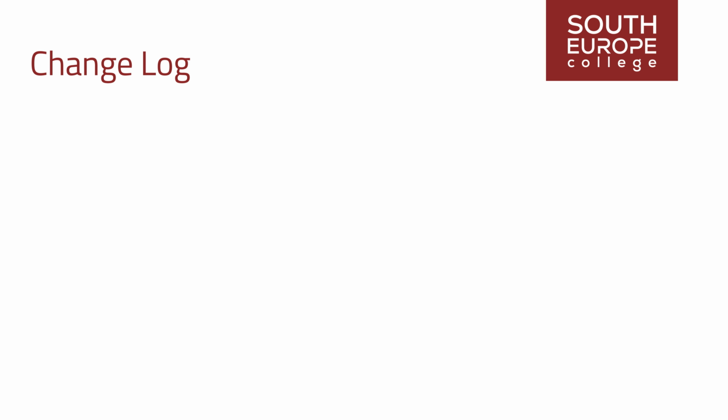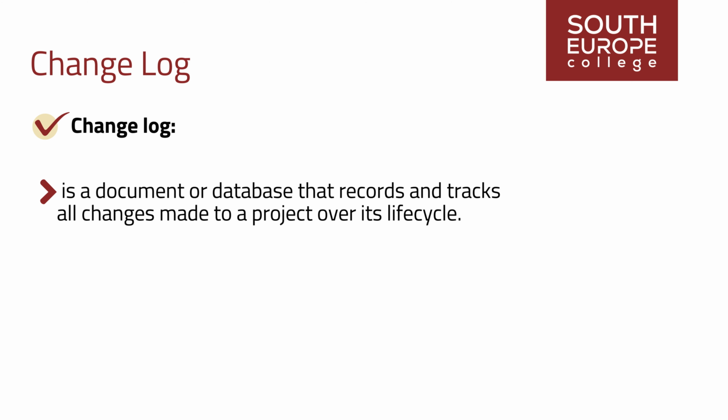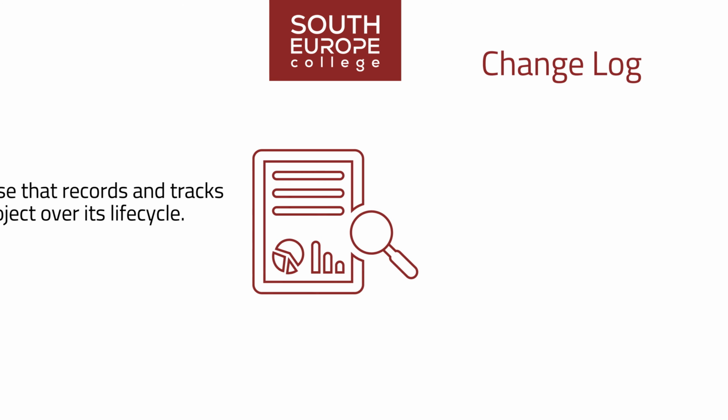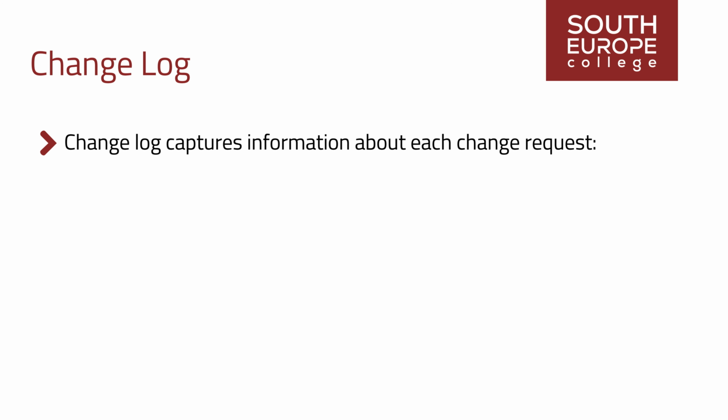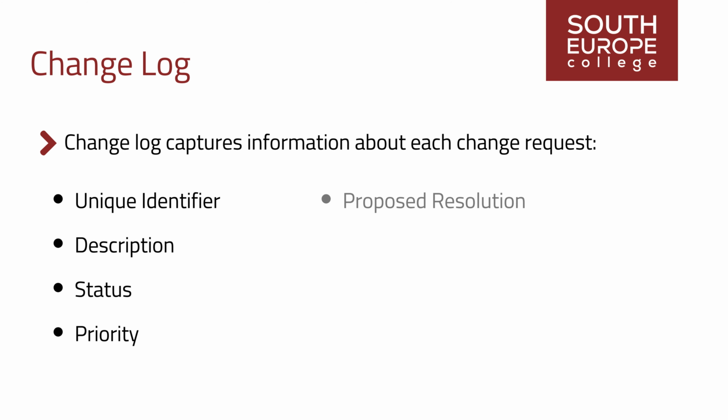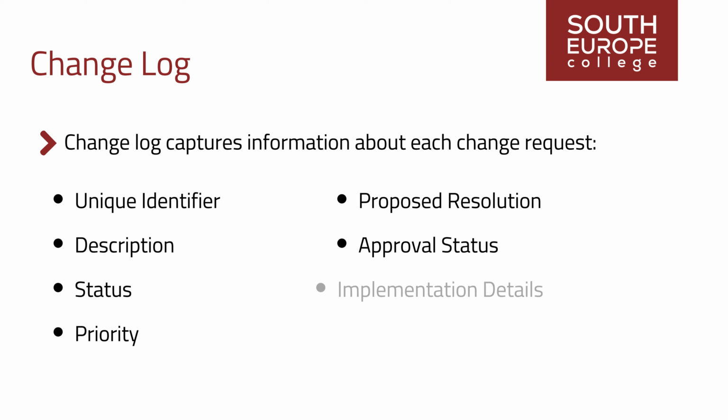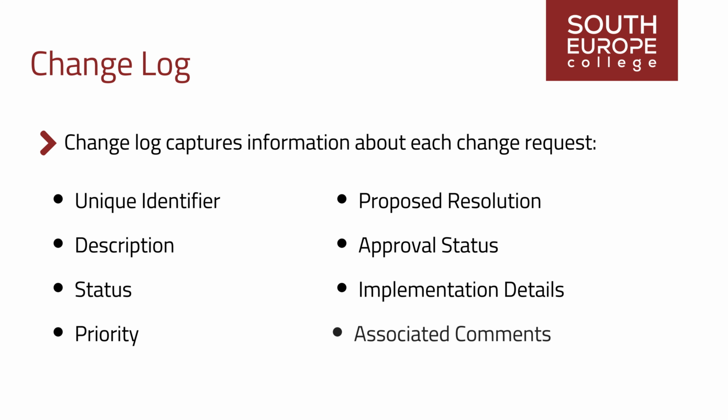A change log, also known as a change register or change control log, is a document or database that records and tracks all changes made to a project over its lifecycle. The change log captures information about each change request, including its unique identifier, description, status, priority, proposed resolution, approval status, implementation details, and associated comments or notes.